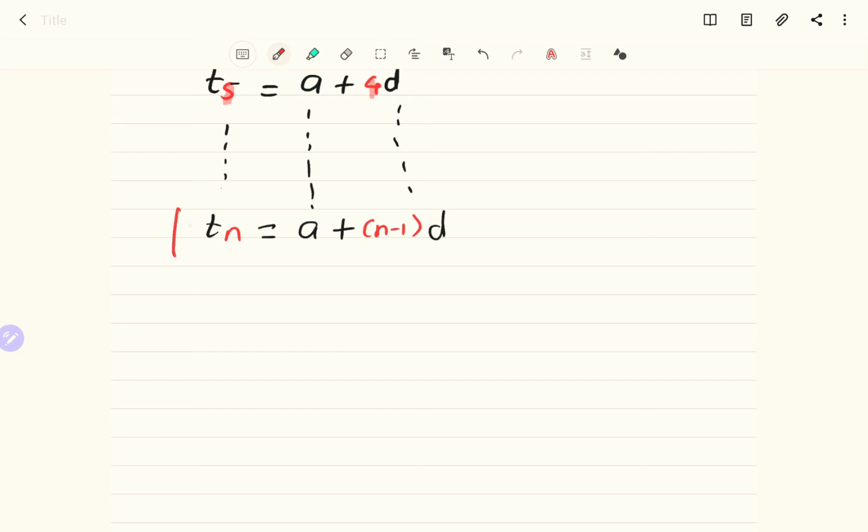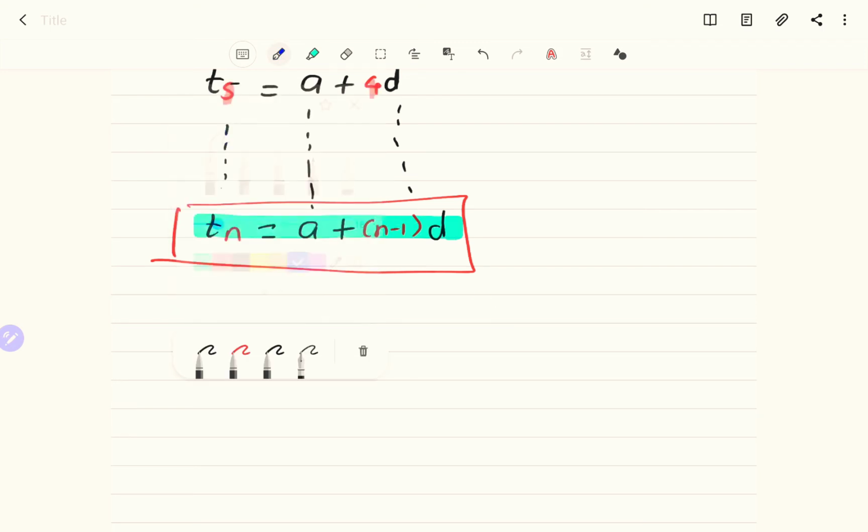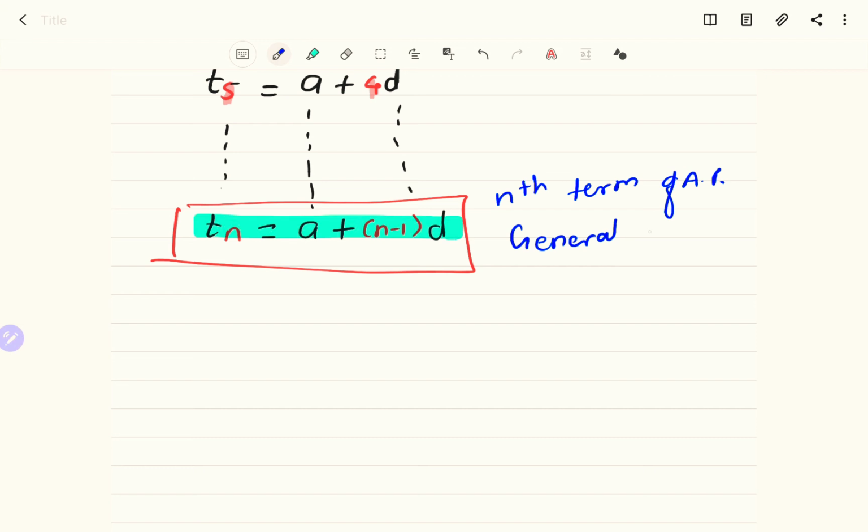And friends, here we got the formula for the nth term of an arithmetic progression. This is the formula that you have to remember: Tn is equal to a plus n minus 1 into D. This is called the nth term of an arithmetic progression, which is also called the general term of AP.